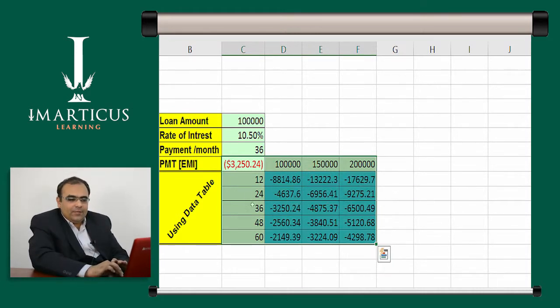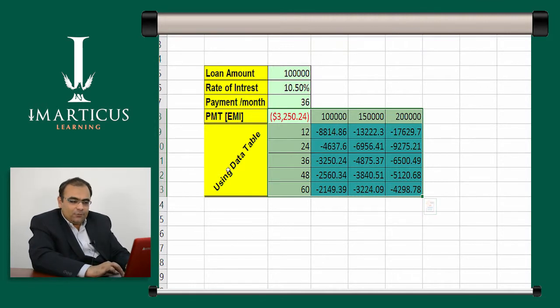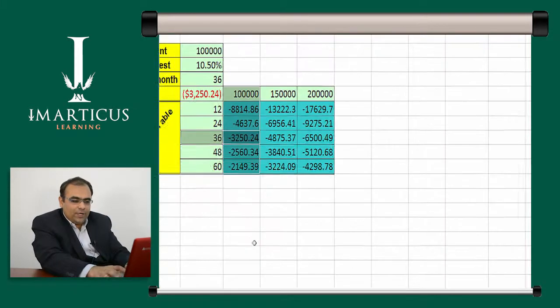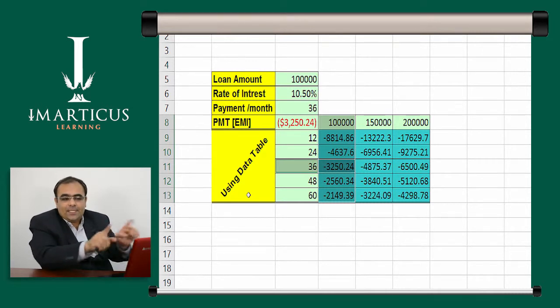So for every combination of a loan amount with a duration figure, I've got the EMI calculated. Just to do a quick check here, the answer that we got was 3250 when the loan amount was 1 lakh and the number of months was 36. Okay, let's quickly just check the 1 lakh column here, and let's check the 36 number of months row here, and the answer again comes to 3250.24, which is exactly what we got last time. So yes, the data table has properly applied the PMT formula throughout the entire table.